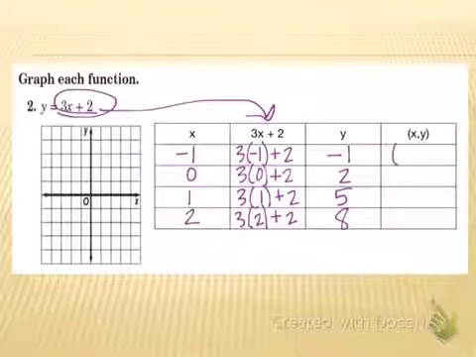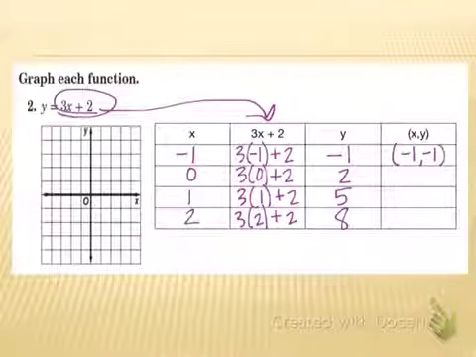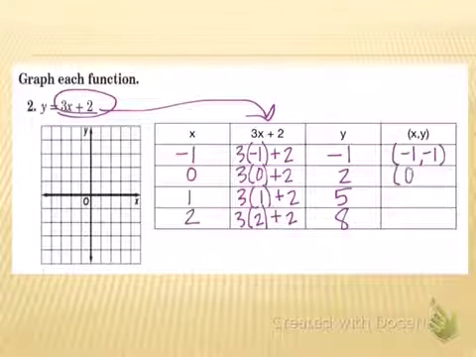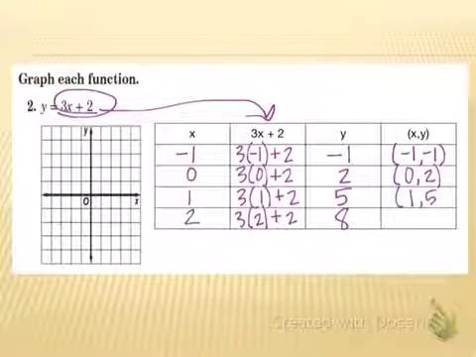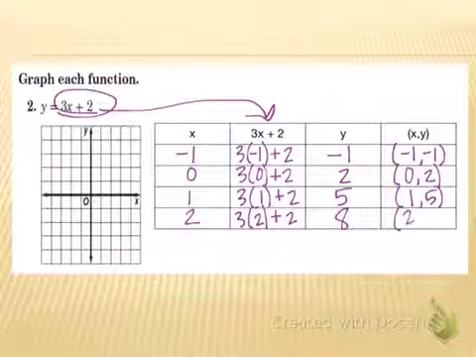So for my first row, I've got -1, -1. My second row, I've got 0, 2. Third row, 1 for my x, 5 for my y. And fourth row, 2 for my x, 8 for my y. Now we need to graph these. Now again, this is counting by ones.